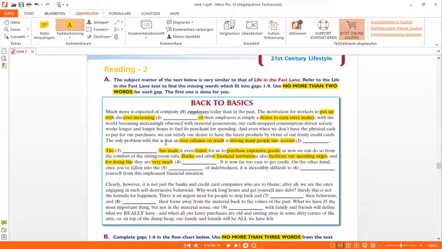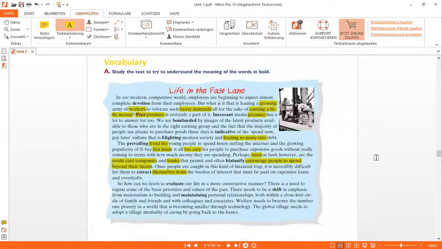So number 2 says: the only problem with this is that an over-reliance on credit is drawing many people into serious. And when you go back to the text, the keywords are serious, over-reliance on credit, driving many people. So you go to where credit is talked about, and we see credit here, and people over-rely on credit. And so what does it lead to? It basically leads to debts, okay?